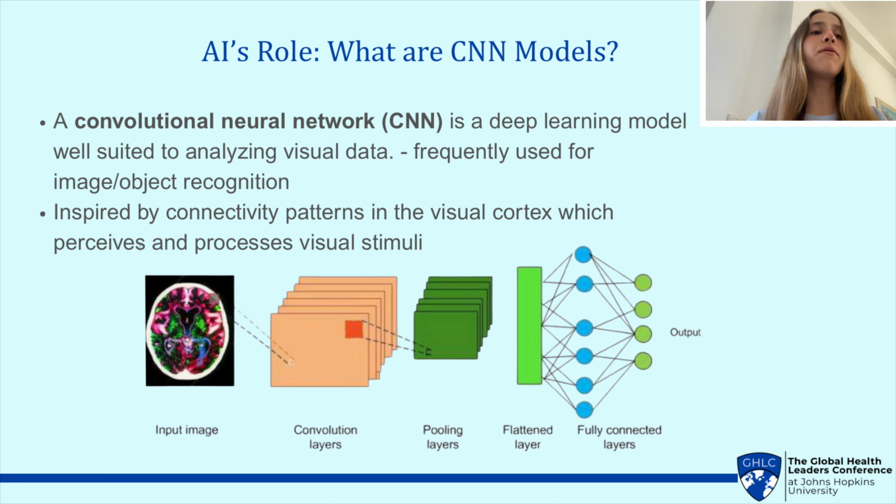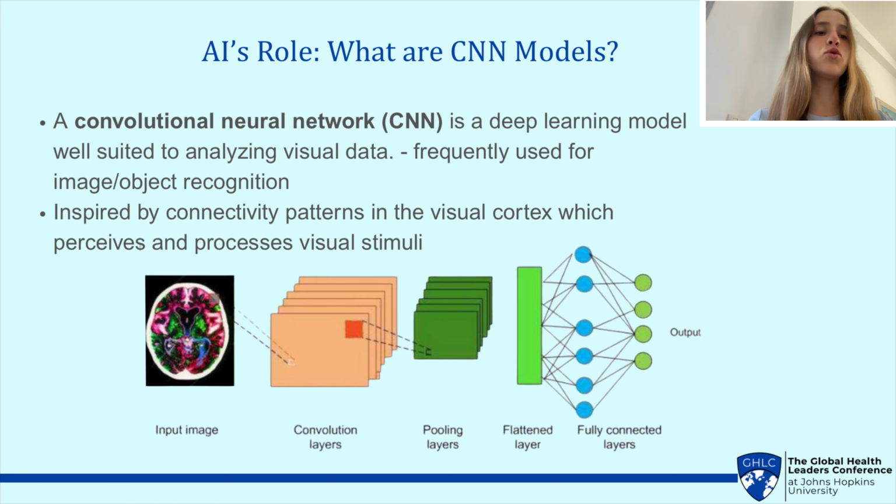One model is a convolutional neural network, or CNN. CNN is a deep learning model well suited to analyzing visual data. It is frequently used for image recognition, and researchers have even been investigating ways to use it for classifying cancer cells. This model is similar to the connectivity patterns in the visual cortex, which essentially performs the same task but in our brains. The image below models how the CNN processes an image to make a prediction.